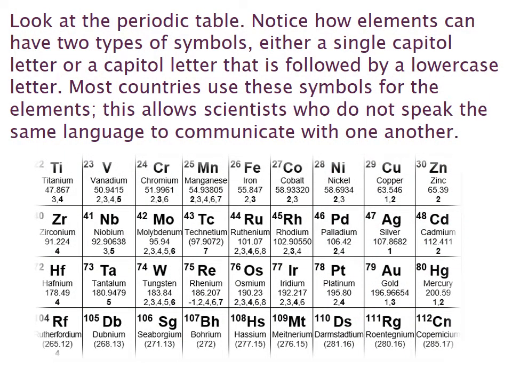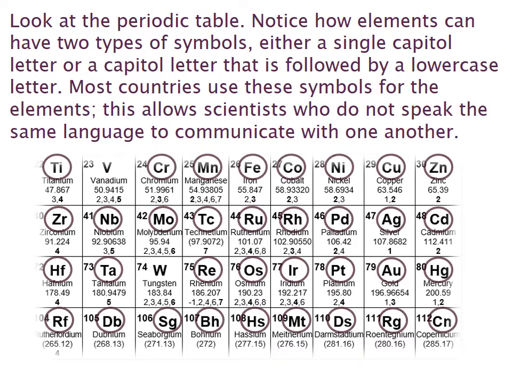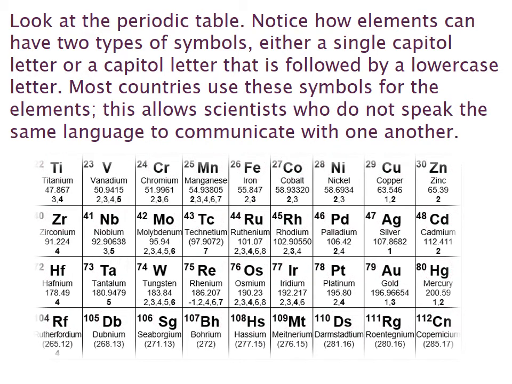Look at the periodic table. Notice how elements can have two types of symbols, either a single capital letter or a capital letter followed by a lowercase letter. Most countries use these symbols for the elements. This allows scientists who do not speak the same language to communicate their findings to one another.